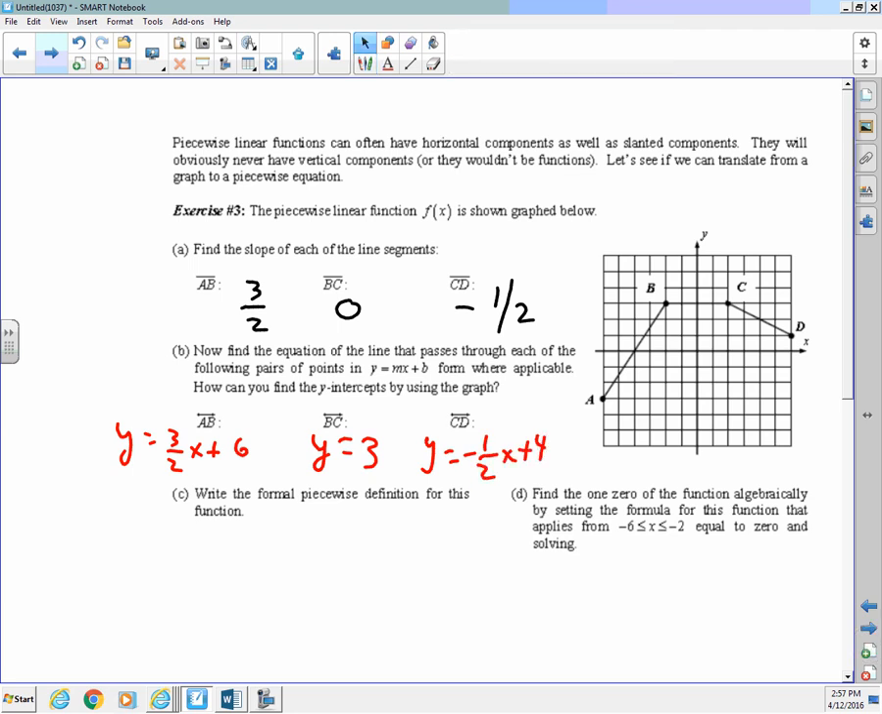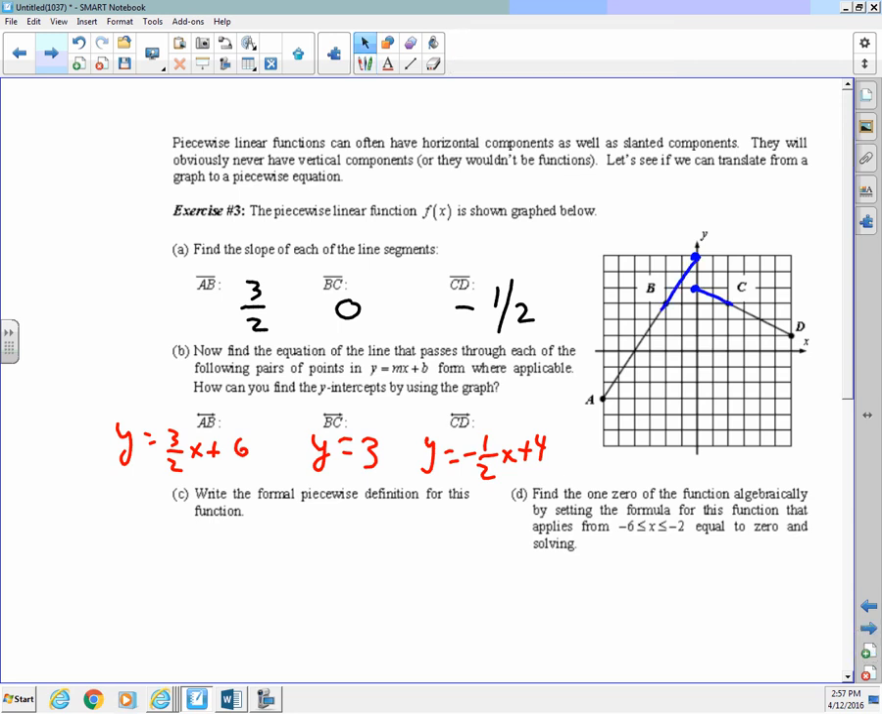Again, what you can do is take any point on those lines and plug it in to find b, or you can continue the pattern. For example, for AB, if I go 1, 2, 3, 2, there's my y-intercept of 6. If I continue here with my pattern of up 1/2, there's my y-intercept of 4.